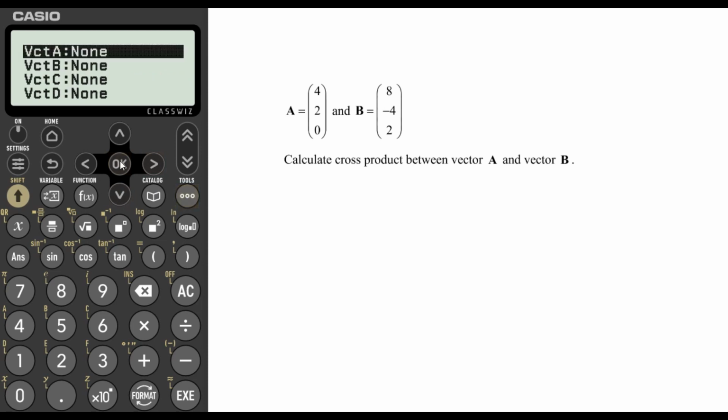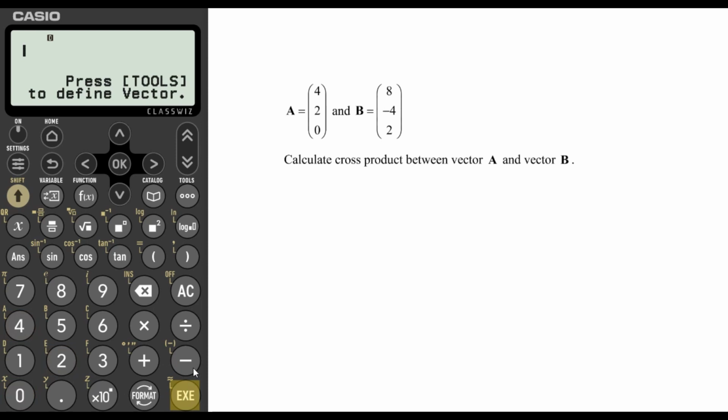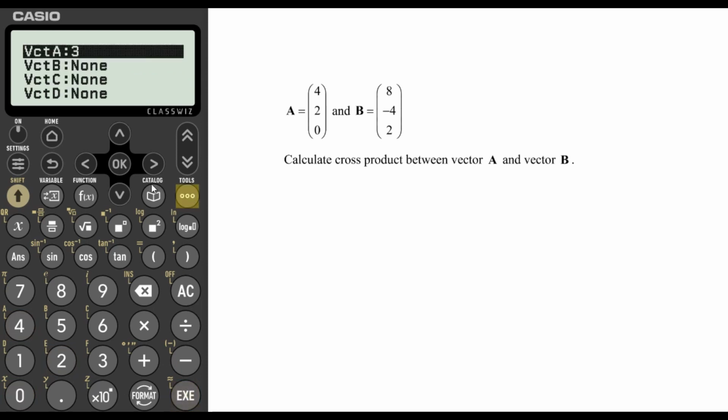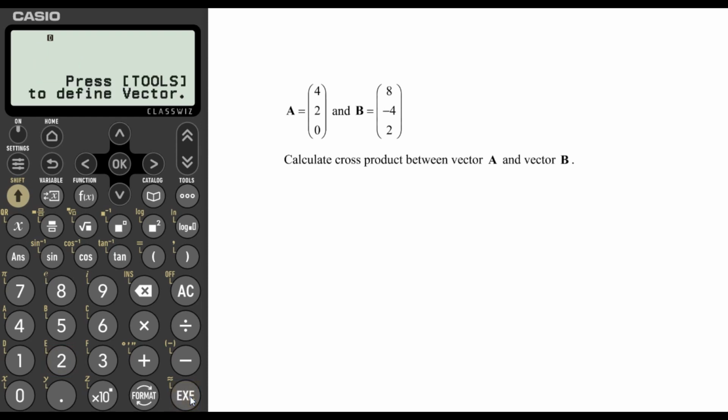So press tools, we want to define vector A. Vector A has 3 dimensions. It's equal to 4, 2, 0. We also want to define vector B, so go to tools, vector B. The dimensions of vector B will be 3. It's equal to 8, negative 4, 2. Vectors A and B are stored in the calculator.